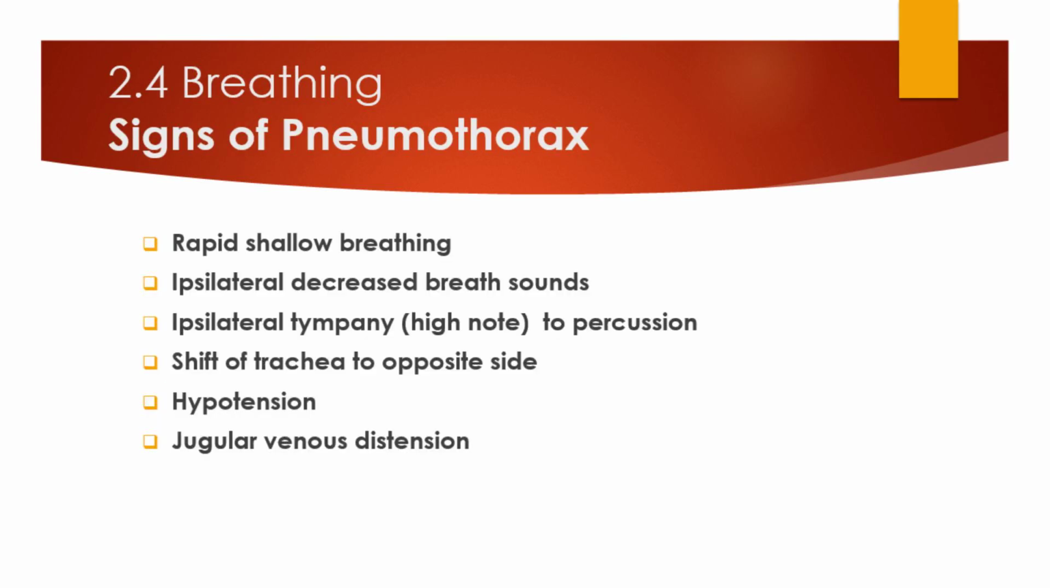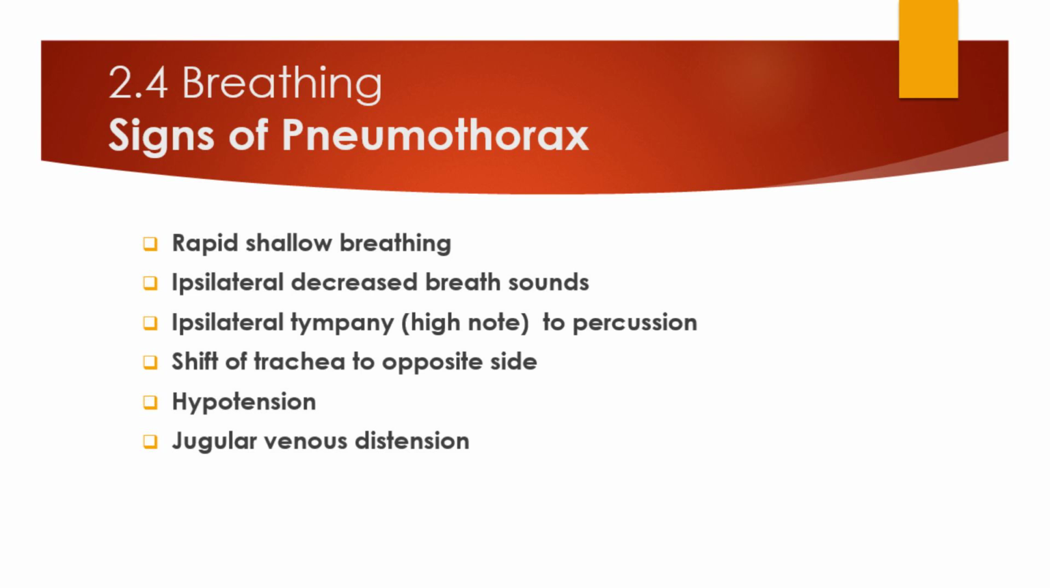The signs of pneumothorax are rapid shallow breathing, as the affected lung cannot expand fully due to the accumulation of air outside the lung. The patient compensates by breathing rapidly and with shallow breaths to maintain oxygenation. Ipsilateral decreased breath sounds: the side of the chest where the pneumothorax occurs will have diminished or absent breath sounds because air in the pleural space prevents the lung from fully expanding and exchanging air.